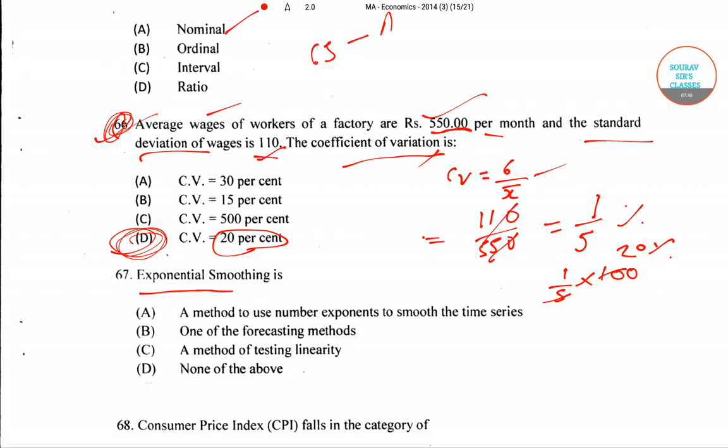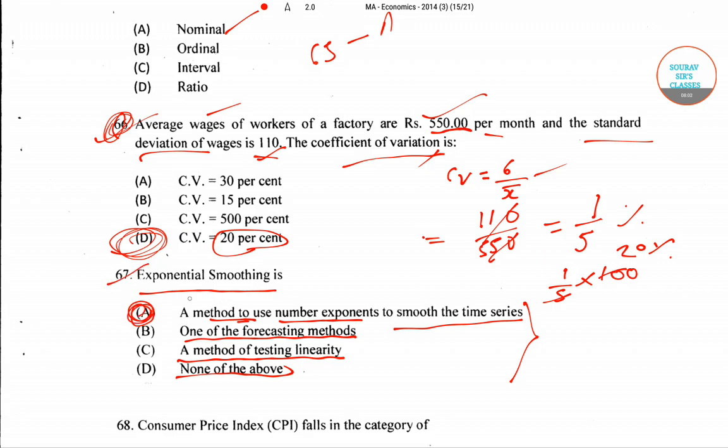The question is exponential smoothing. Four options are given: a method to use number exponents to smooth the time series, one of the forecasting methods, a method of testing linearity, and none of the above. So out of these four, we know that option A is the right answer. That is, exponential smoothing is a method to use number exponents to smooth the time series. So for question number 67, the right answer is option A.